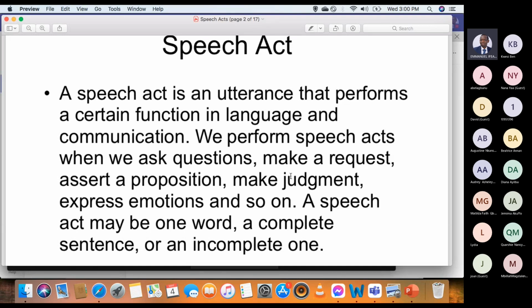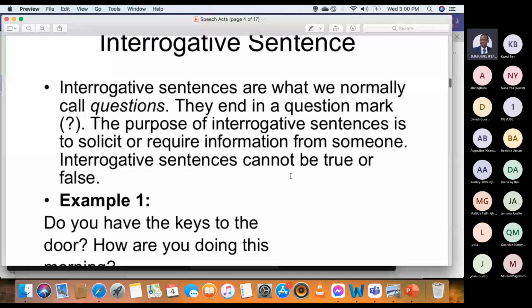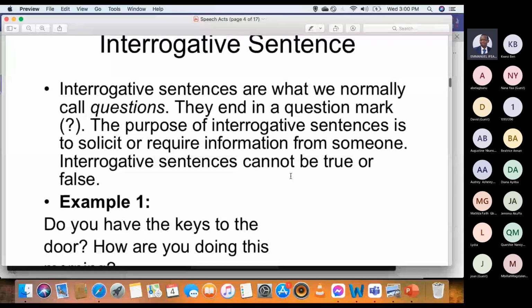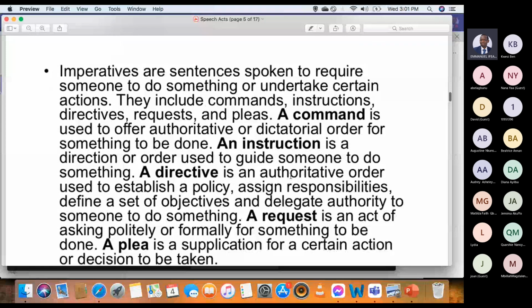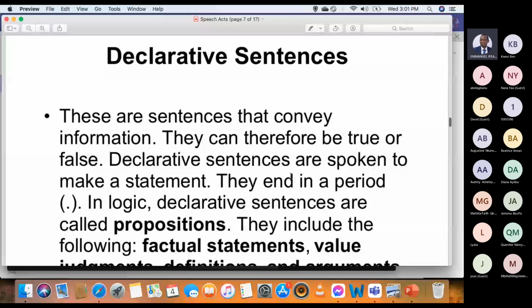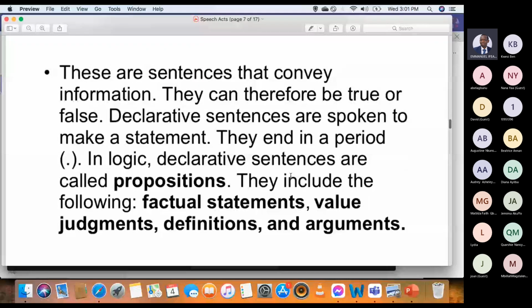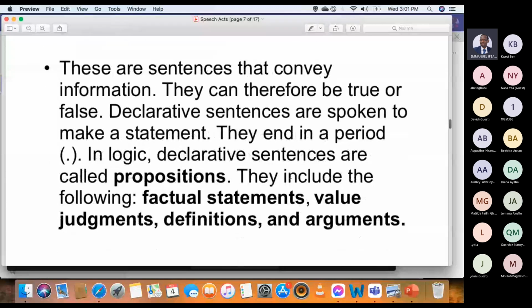And we looked at the types. We saw interrogatives, which are questions. We saw imperatives, which are utterances we make when we want someone to do something for us. We saw declaratives, which are utterances we make when we want to provide information to people. And under the declaratives, we saw the factual statements, value judgments, definitions, and arguments.